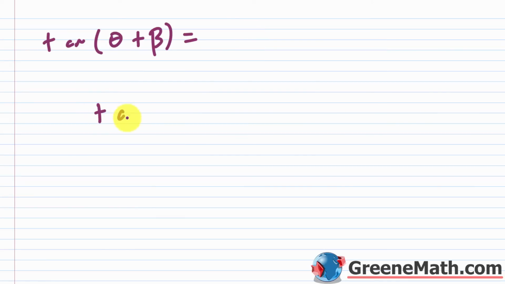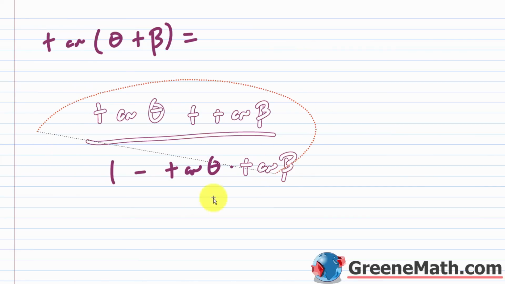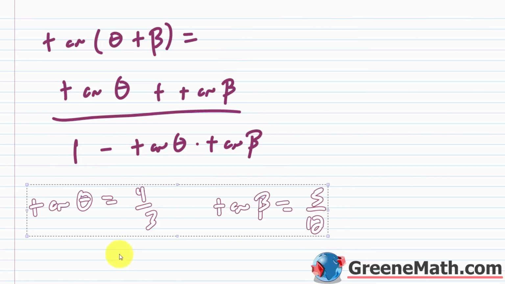So this is the tangent of theta, and then plus the tangent of beta, over 1 minus the tangent of theta times the tangent of beta. Okay, let me slide this up a little bit. And I forgot my 1 there. And let's just paste this in here real quick.